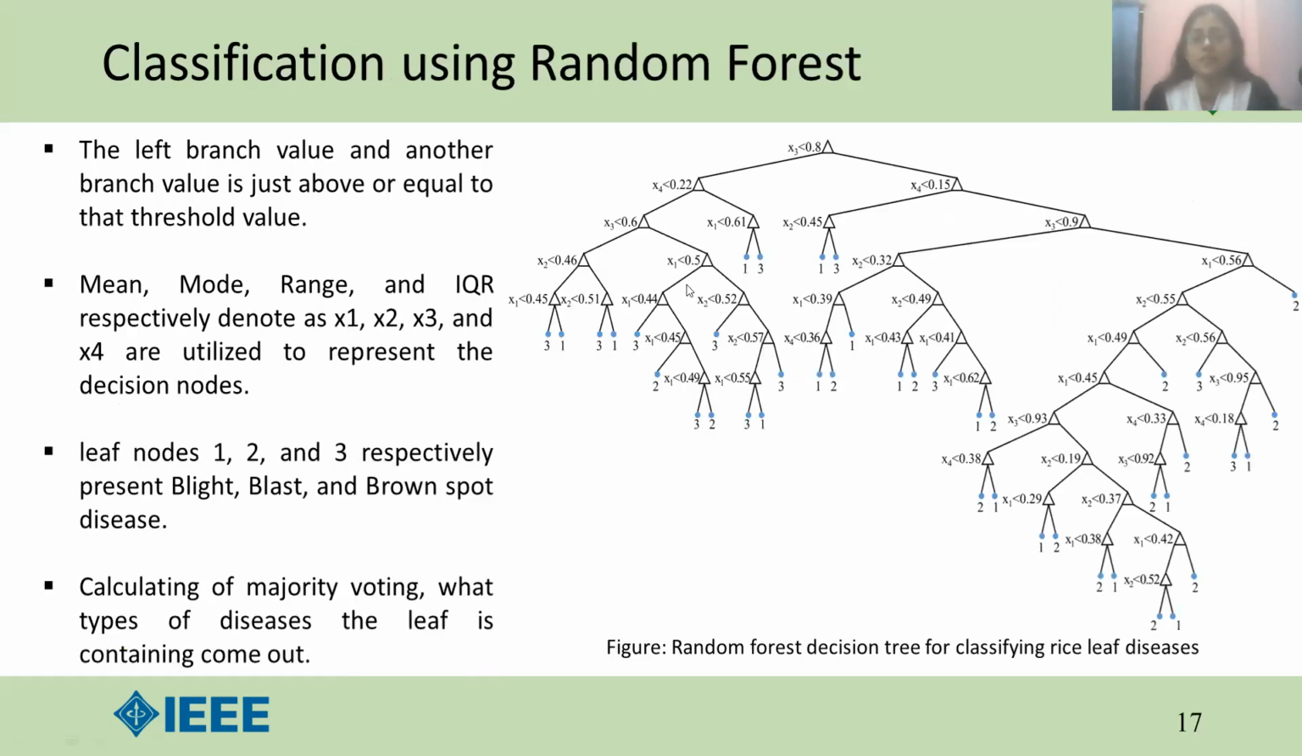This is the big picture of the random forest decision tree classifying this rice disease detection. The left branch and the other branch are below, or above or equal to, the threshold value, and mean, mode, range, and interquartile range, respectively denoted x1, x2, x3, are utilized to represent the decision nodes, and leaf nodes 1 to 3 respectively represent blast, blight, and brown spot disease. Calculating the majority voting, what type of disease is contained in the leaf comes out.